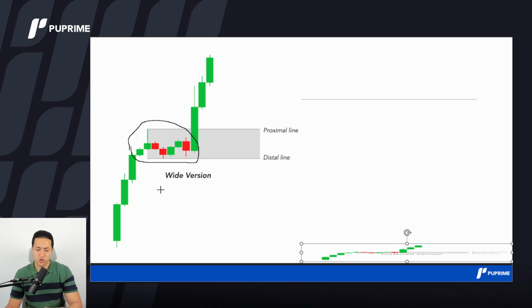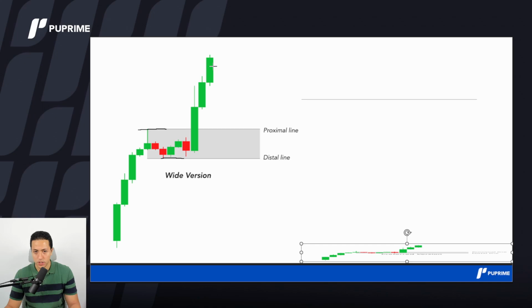In the wide version, just work on the extremes. Where's the highest wick? Here. I'm just losing my mouse sensitivity at the moment. This is the highest wick and this is the lowest wick. This is the wide version. Again, it's exactly the same.